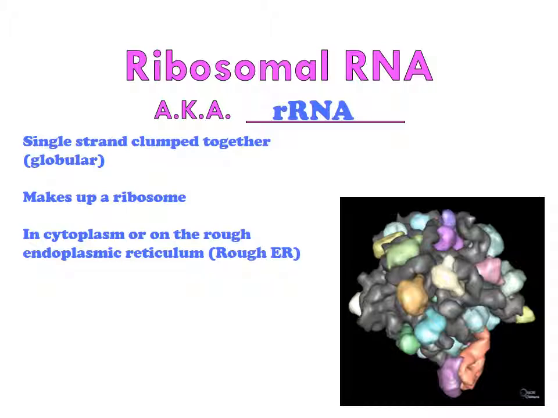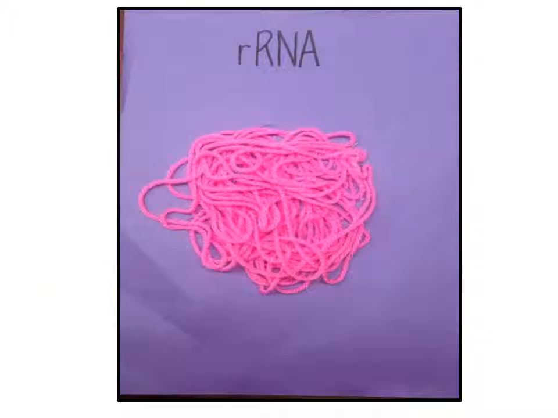Again, that cells unit, ribosomes can either be floating around in the cytoplasm, or they can be attached to the endoplasmic reticulum, and that makes it bumpy, so we call that the rough ER. This is my sad attempt at making an rRNA model for you to just kind of get an idea of what's going on.